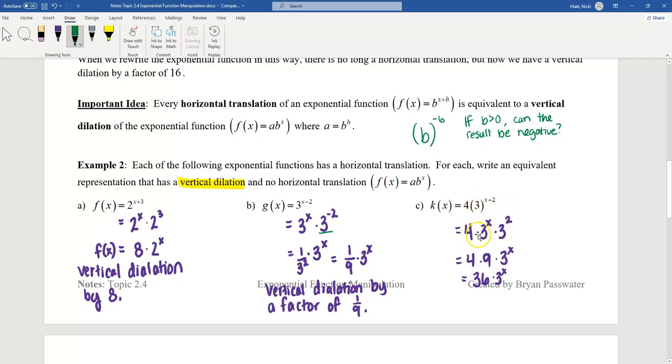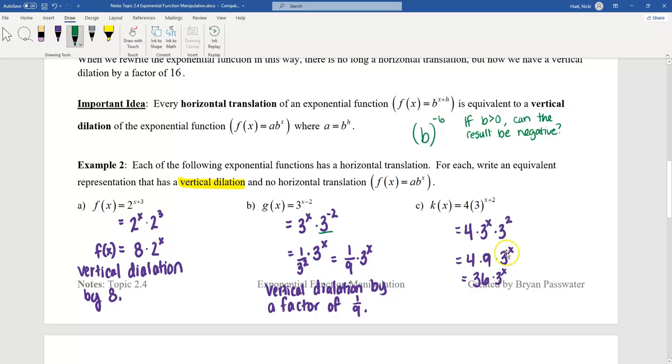So you break this up into 4 times 3 to the x times 3 to the second. And then I took that 3 to the second and put it right here, made it 9. I put the 3 to the x at the end, and that 4 just sort of hangs out front. So then you're thinking about what you can combine.